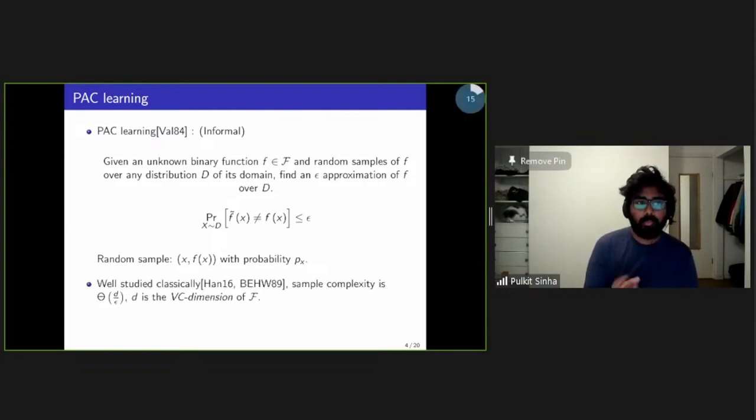Now, this problem of PAC learning has been well studied classically, and it was found that the sample complexity, which is the number of labels, the random samples needed, is exactly theta of d over epsilon, where d is the VC dimension of this class of functions. Briefly, d, or the VC dimension of this class of functions, can be thought of as a measure of how fine-grained this class of functions is.